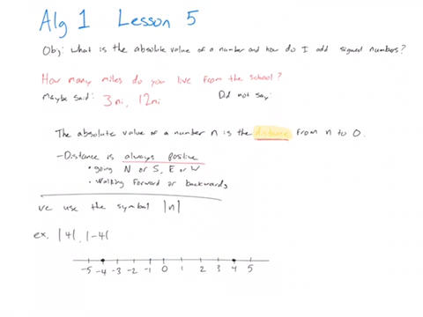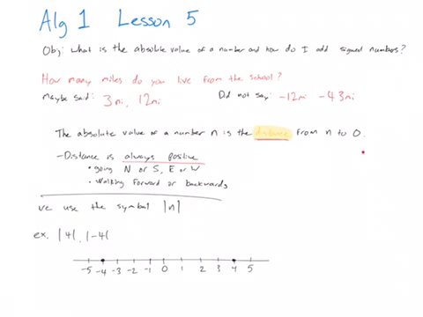But I can say with confidence that you probably did not say negative 12 miles or negative 4.3 miles. Why? Because we're talking about a distance. So the absolute value of a number is also a distance.